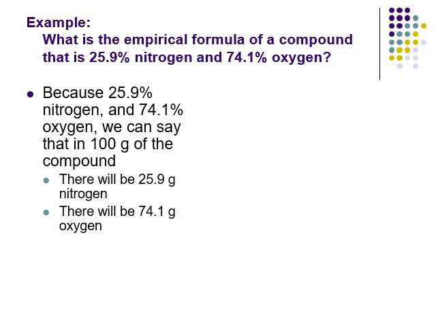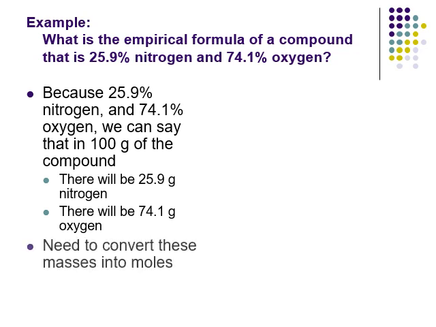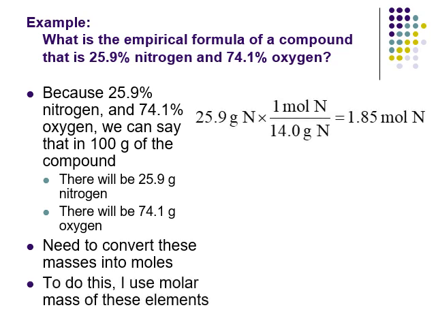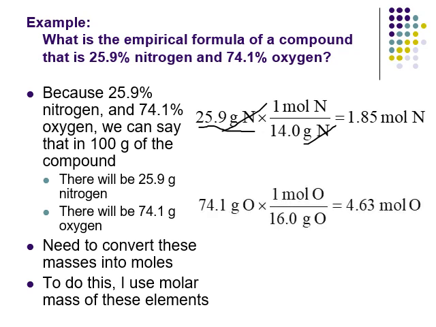Now, what do I do with this? Well, you may remember from the previous sections, when you have grams, what do you want to turn it into? Moles. How do we convert grams into moles? Molar mass. So I take the mass of the nitrogen, divide by the molar mass, moles on top, you can see grams of nitrogen cancel. Gives me moles of nitrogen. I do the exact same thing with the oxygen. Grams of oxygen cancel, leaves me with moles of oxygen.